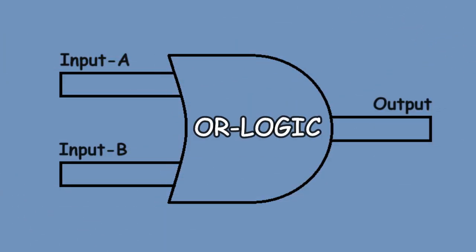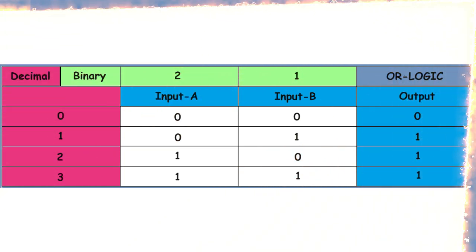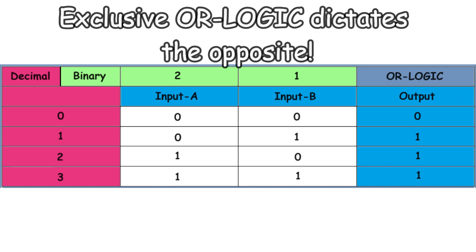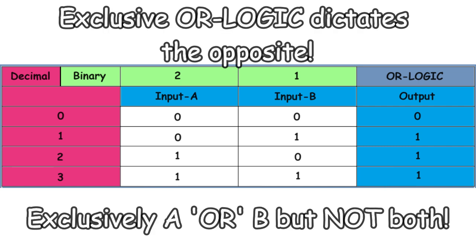Exclusive OR logic and OR logic are similar in every way except when it comes to that last step, whereby OR logic dictates that in the last row, having both inputs high or true will produce a high or true output state. Exclusive OR logic dictates that you cannot have both, which will not produce a high or true output state for that last step.